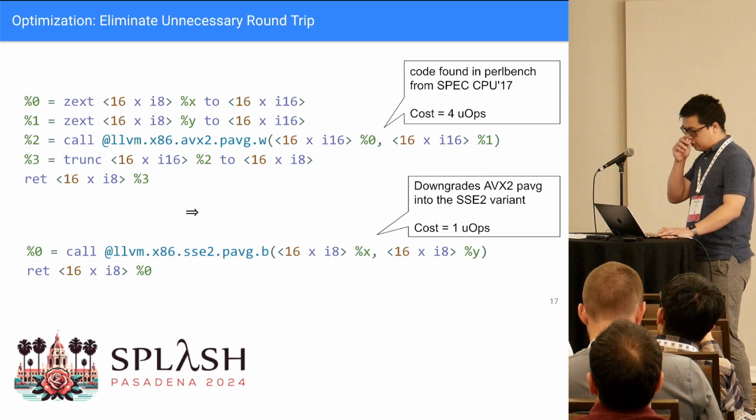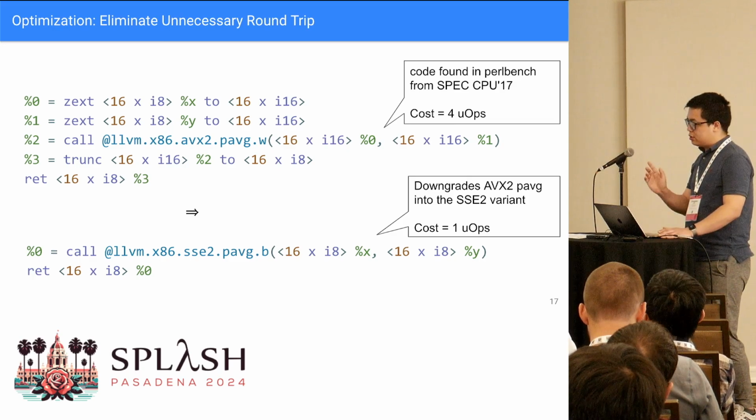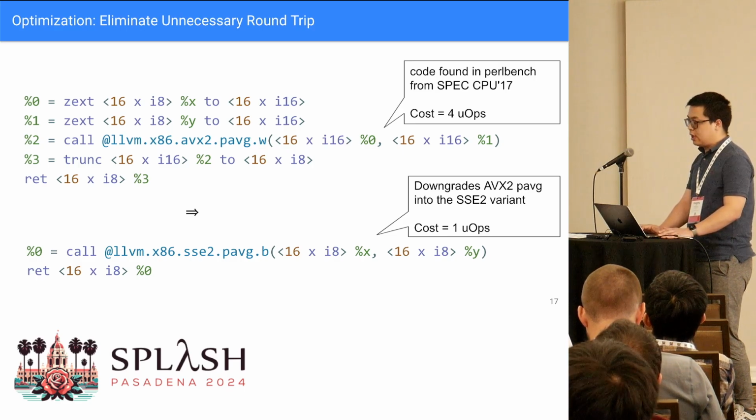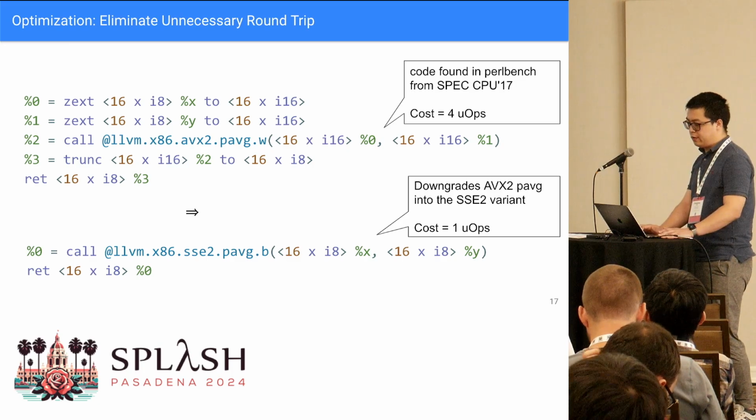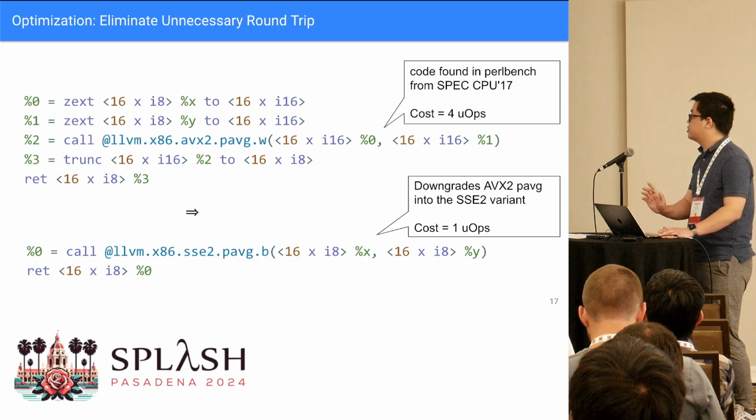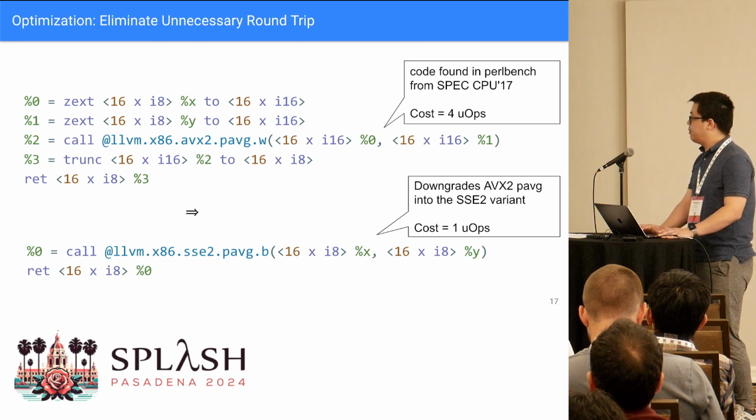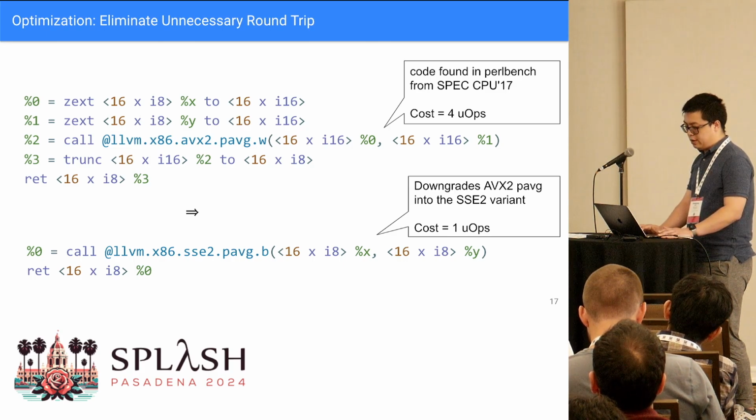In this top program, it tries to zero extend each lane in both vectors from 8 bits to 16 bits, and then it calls the get average intrinsic on those two vectors, and finally it uses the trunc operation to convert the result back from 16 bits to 8 bits. Our superoptimizer found that the round trip is not necessary, and the left-hand side can be replaced by just an SSE2 variant of the get average instruction. This rewrite reduces the cost from 4 micro operations to 1.